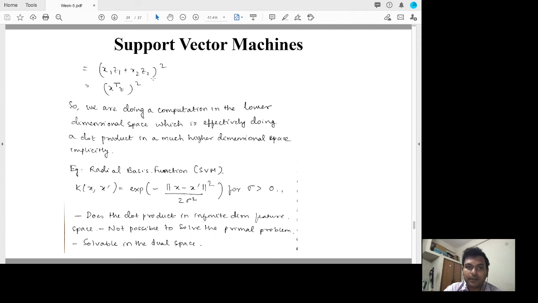So to the power of d means you are going to the d dimensional space. Oh sorry, to the d plus 1 dimensional space.